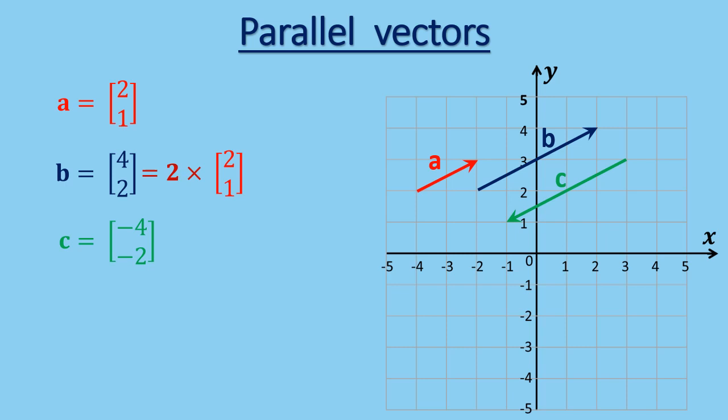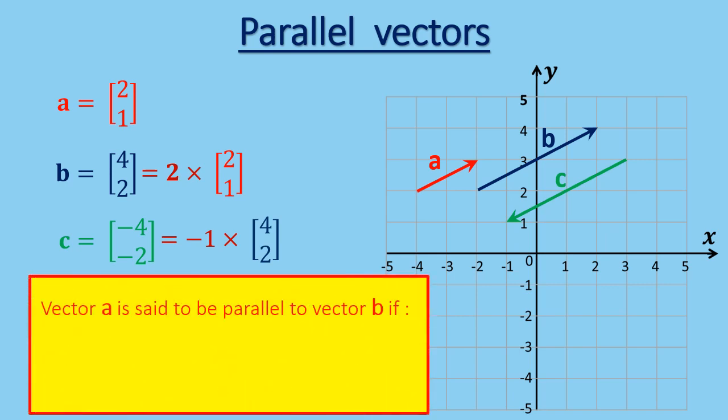So in this set of vectors, vector B is parallel to vector A because vector B equals vector A multiplied by 2. And the same vector B is parallel to vector C because vector C equals vector B multiplied by a negative 1. So finally, vector A is said to be parallel to vector B if vector A equals k multiplied by vector B, where k is a scalar value.